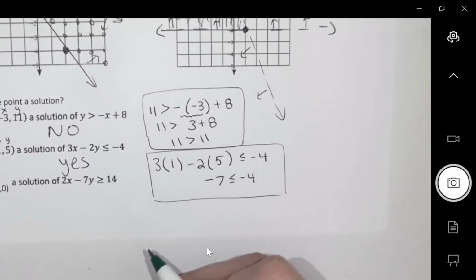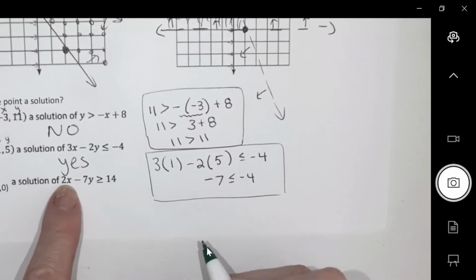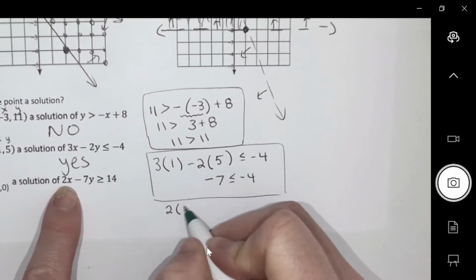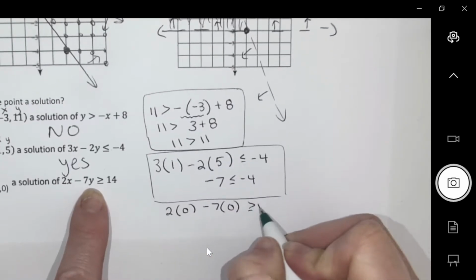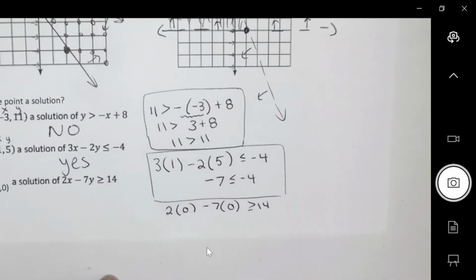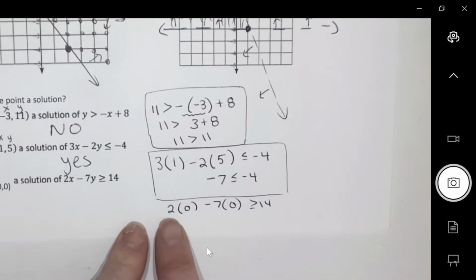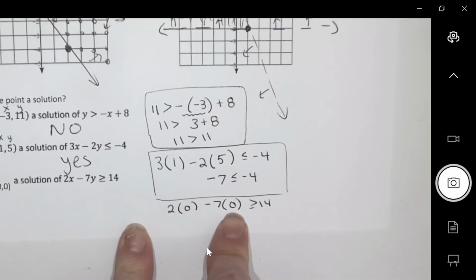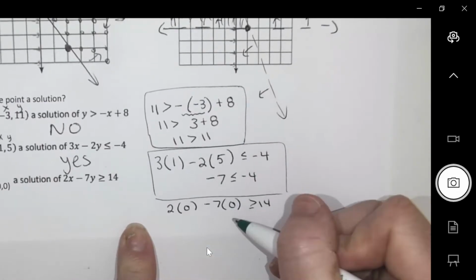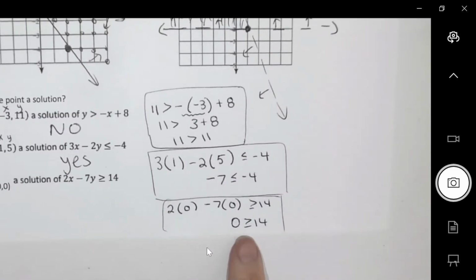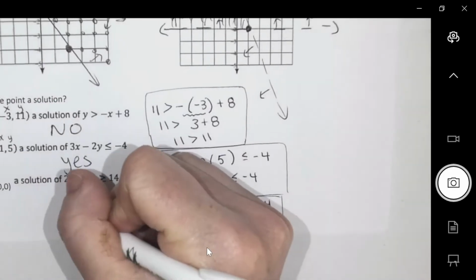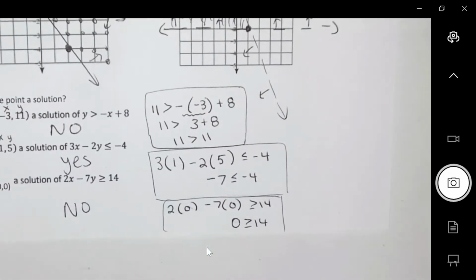Okay, the last one here is 0, 0, a solution. So 2 times 0 minus 7 times 0. Okay, all that will end up being 0. What do we think? Is 0 greater than or equal to 14? No, that's not true. So that's a no.